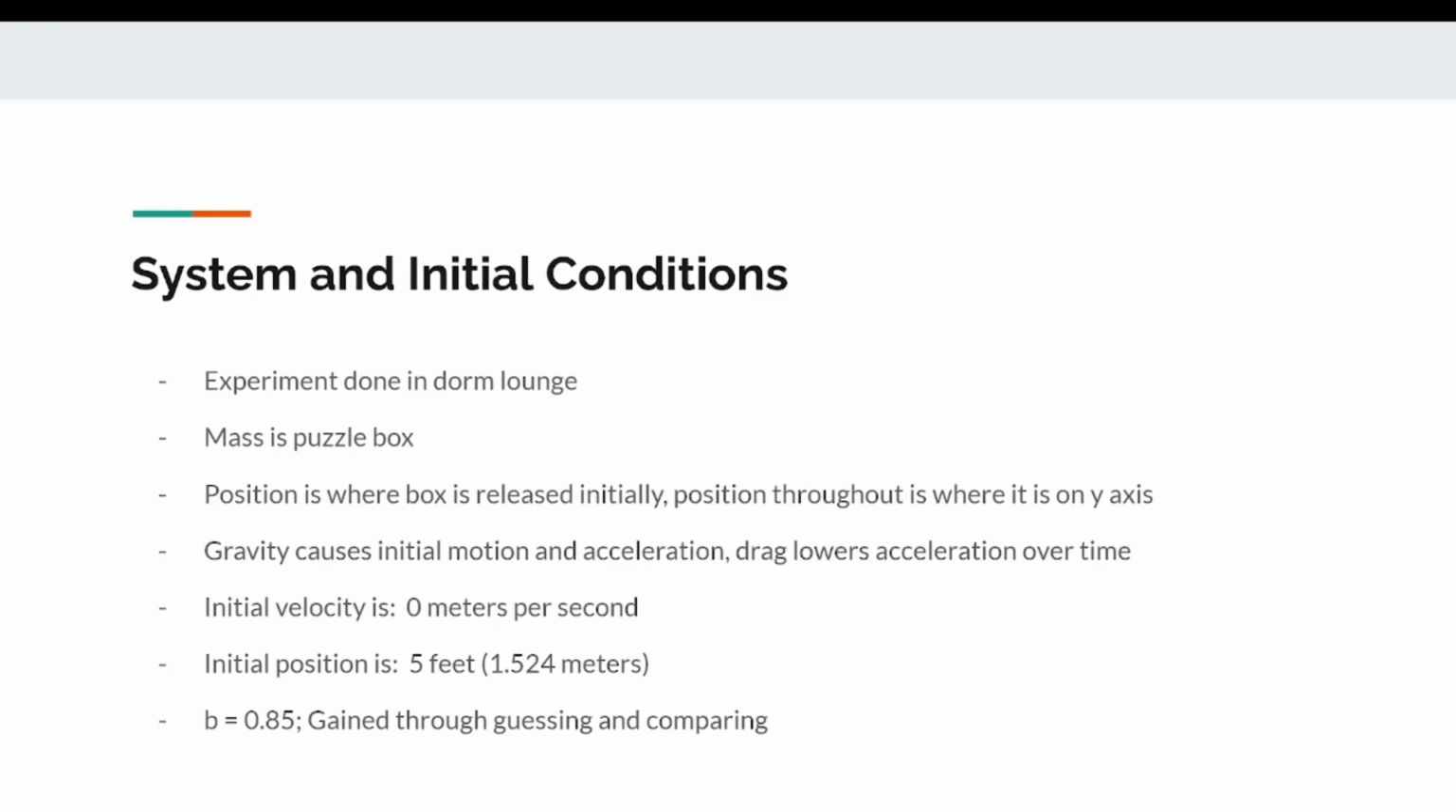The initial velocity is 0 meters per second, and the initial position is 5 feet, or 1.524 meters. The b value is 0.85, which we gained through guessing and comparing the simulations with the observed thing.